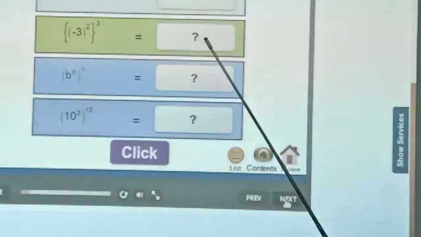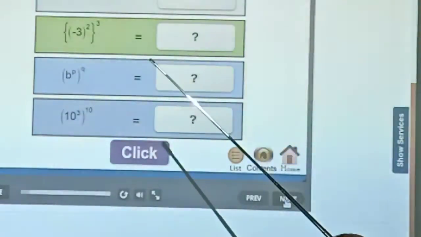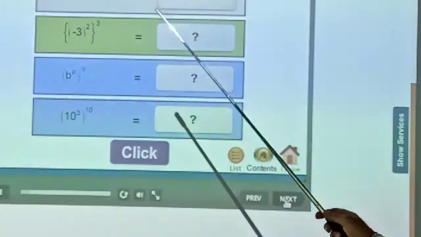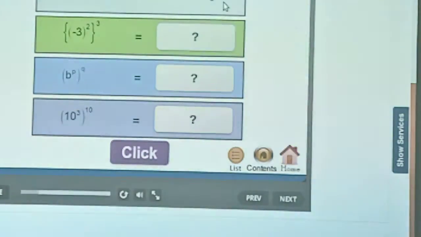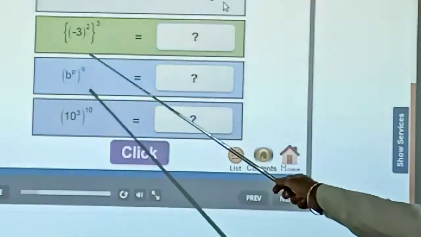Now some questions for you. 9 raised to the power 4, again raised to the power 2, is 9 raised to the power 8. 4 multiplied by 2. Here the powers get multiplied again.